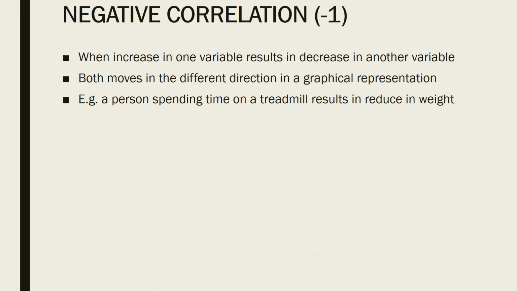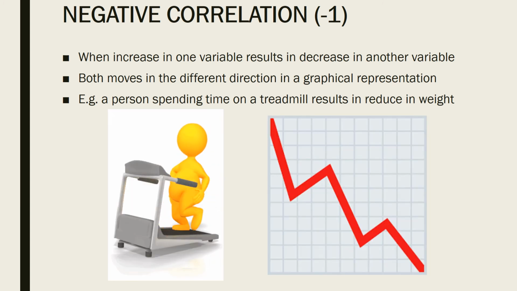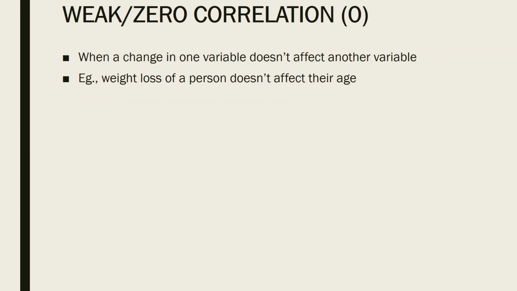Negative correlation is just the opposite of that. When one variable increases, there's a decrease in another variable. Therefore, the variables move in different directions in a graphical representation. Example: the more a person spends time on a treadmill, lesser will become his weight. So there's an opposite correlation here. So this is negative correlation.